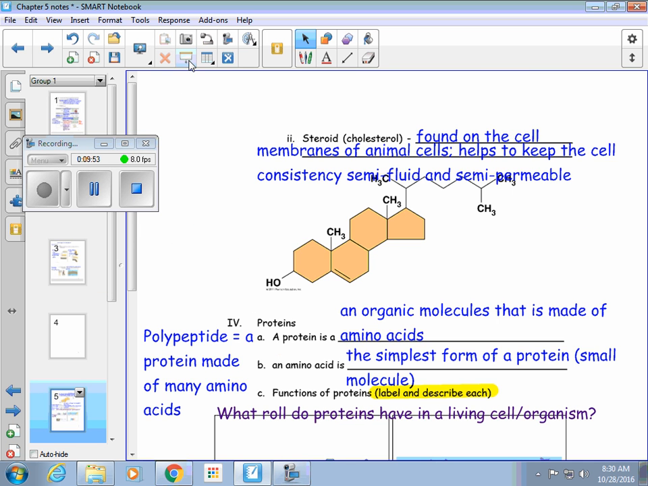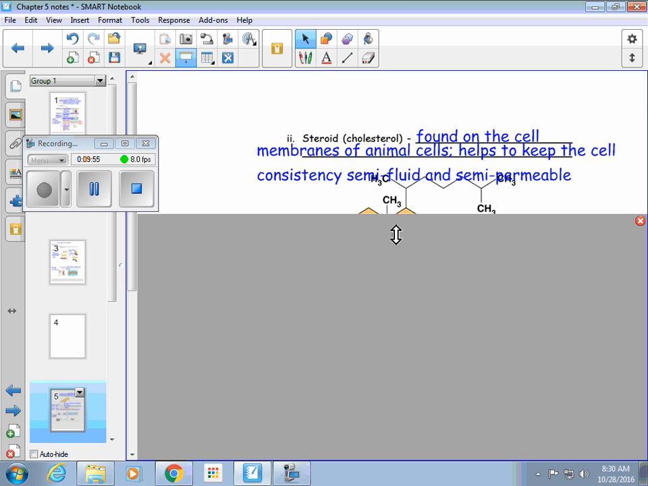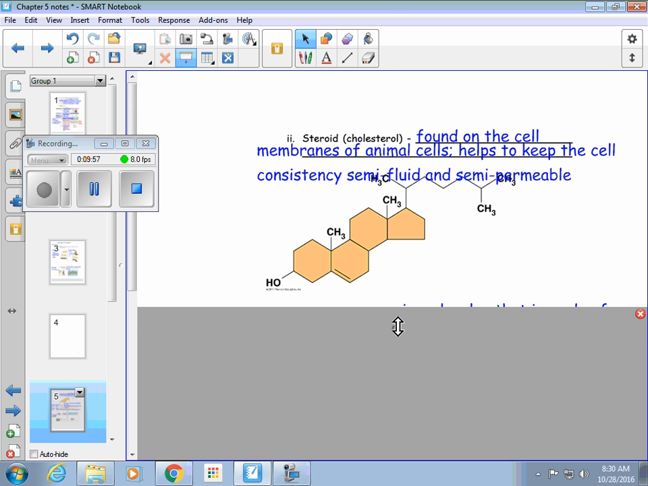Another type of lipid that I want to be familiar with is a steroid. There are actually naturally occurring steroids in your body. Cholesterol is an example. Cholesterol is also found in the cell membrane of animal cells, and it helps to do two main things.